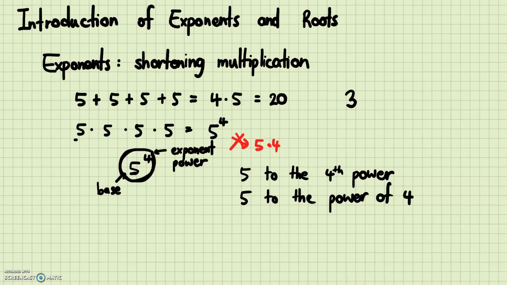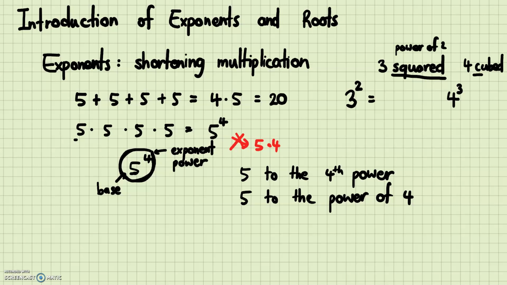When students see something like this, 3 to the power of 2 or 3 squared, that's a special name for power of 2. Instead of saying power of 2, you say 3 squared. And then if you have, let's say, 4 to the power of 3, instead of saying power of 3, you say 4 cubed. These are special names for power of 2 and power of 3.